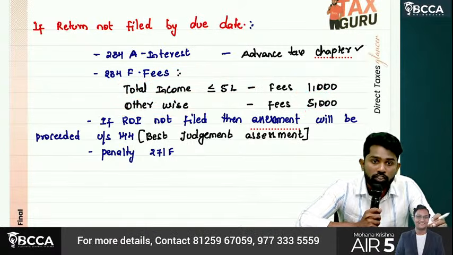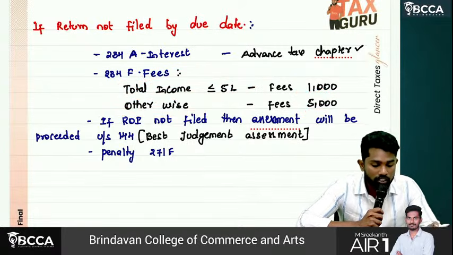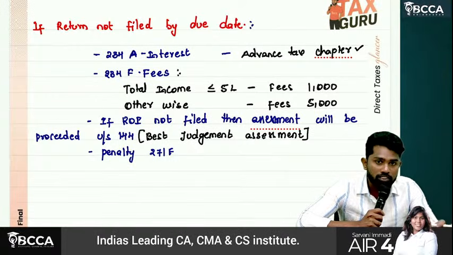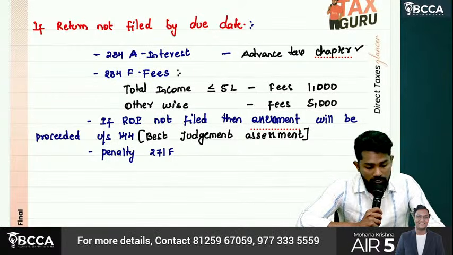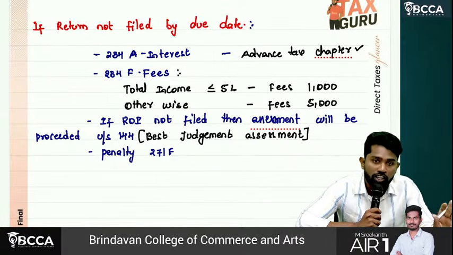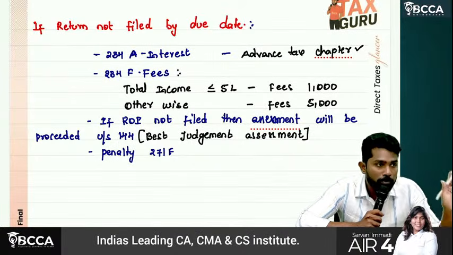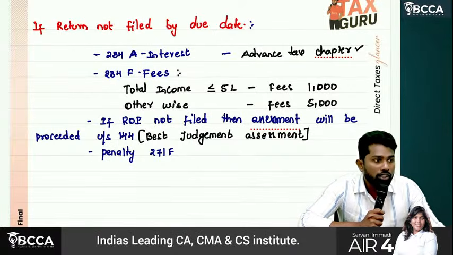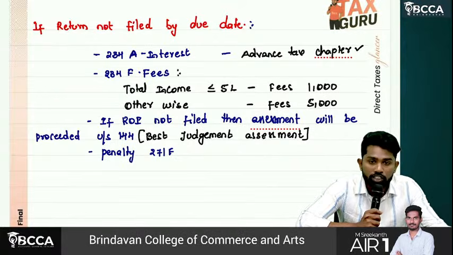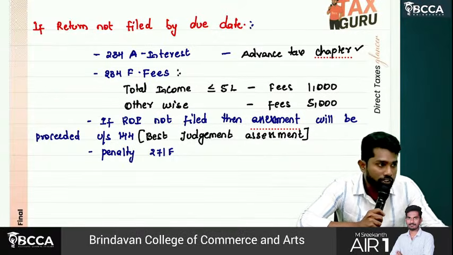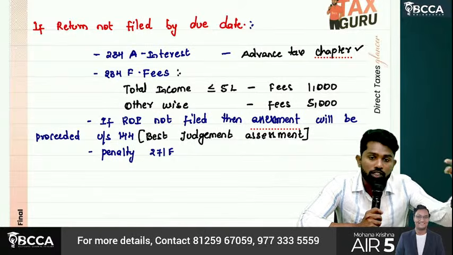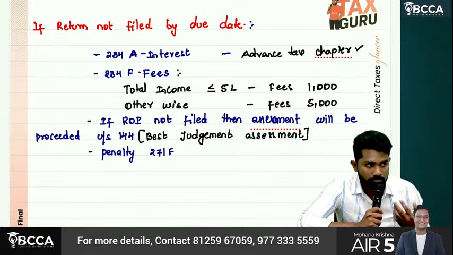So 234F. What is the fees, sir? Total income up to 5 lakhs, the fees is 1000. Above 5 lakhs, the fees is 5,000. Section 234A we will again discuss in advance tax. 234F I will not discuss once again. So remember it clearly. For delay or late filing of return, what is the late fee? 234F. Total income within 5 lakhs, 1000. Total income above 5 lakhs, 5,000.